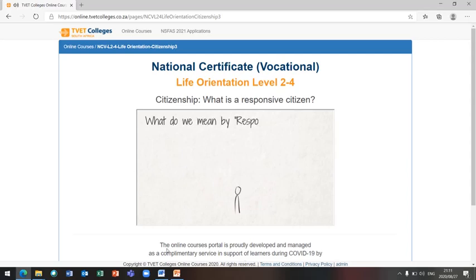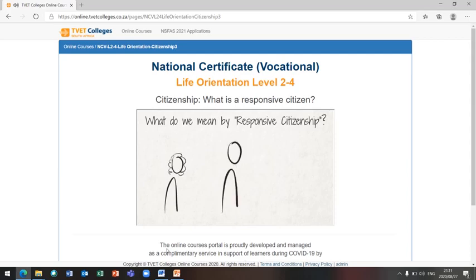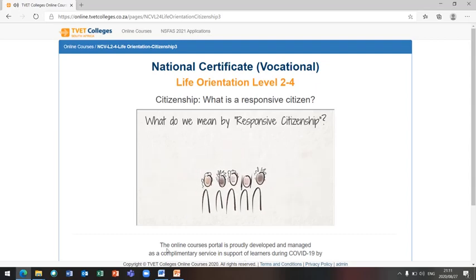What do we mean by responsive citizenship? To be responsive means to react, to answer, or to respond to matters that are of interest. People are responsive when they are actively participating in matters that affect them. While citizenship is often linked to legally recognized nationality, in this context, citizenship refers to an individual who is a member of society in a particular community. Responsive citizenship, therefore, refers to members of the community who actively participate in the realization of their rights and the fulfillment of their duties.